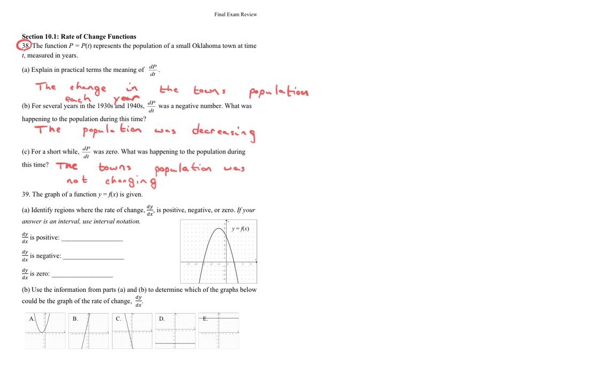Okay, 39. We have the graph of a function y equals f of x is given. Identify regions where the rate of change dy over dx is positive, negative, or 0. If your answer is an interval, use interval notation. So another common way to think about your derivative or the rate of change, or dy over dx, is that it's like your slope. Except it's going to be really your slope at one specific point. So for example, if I was to look at this point here, I can see its slope is something kind of like that.